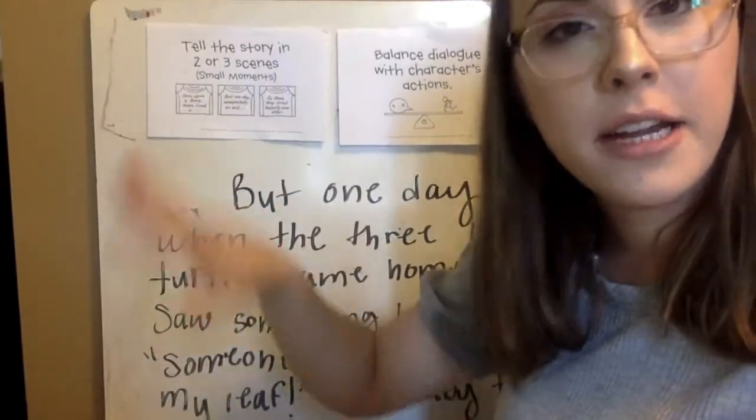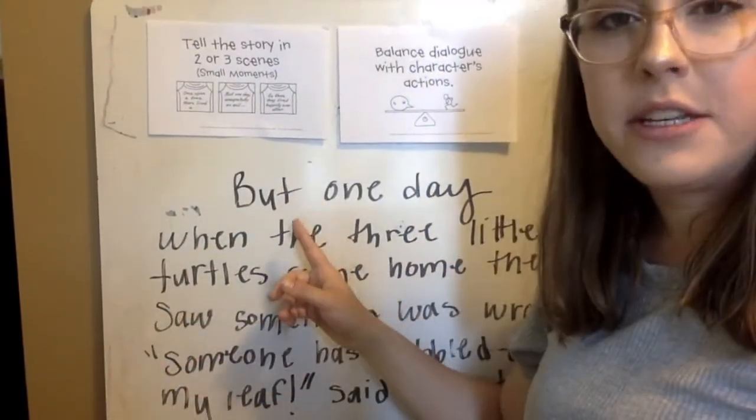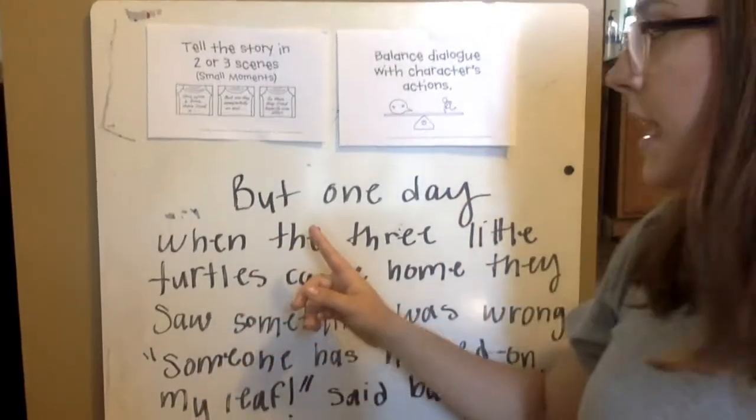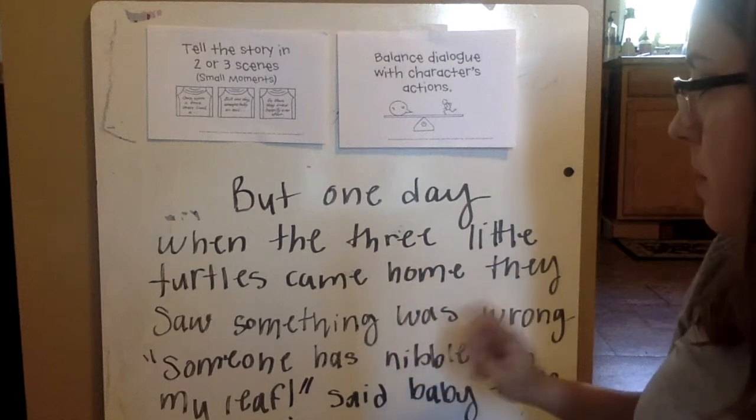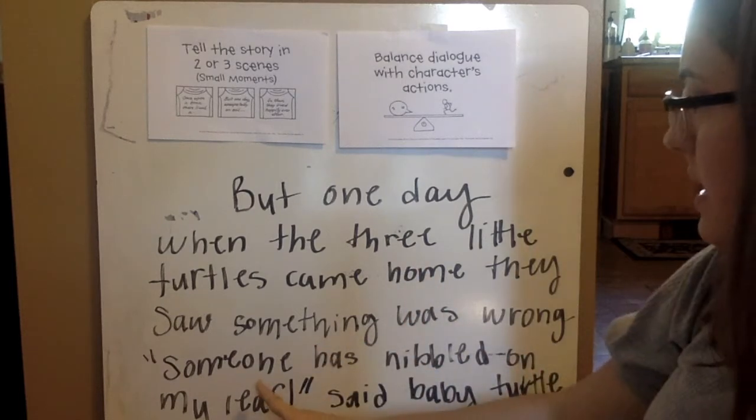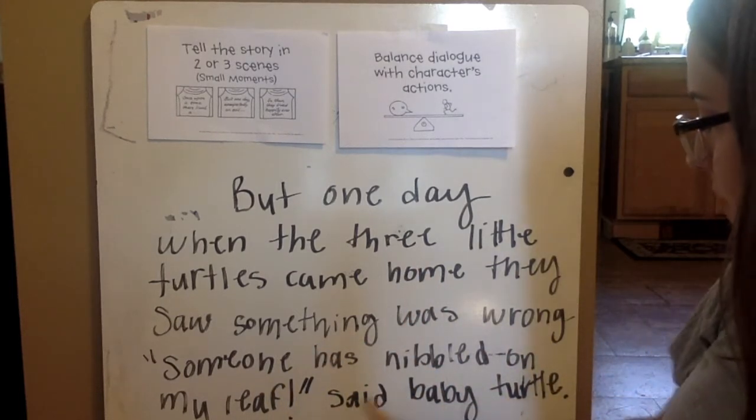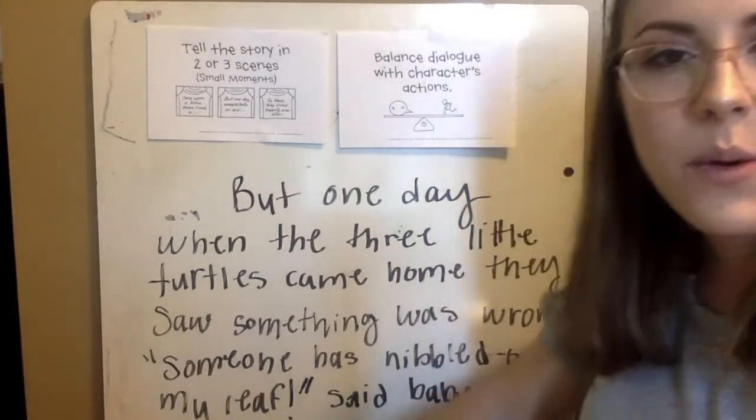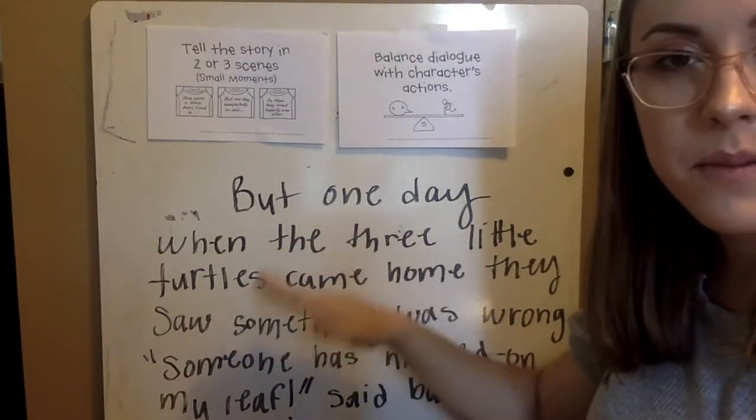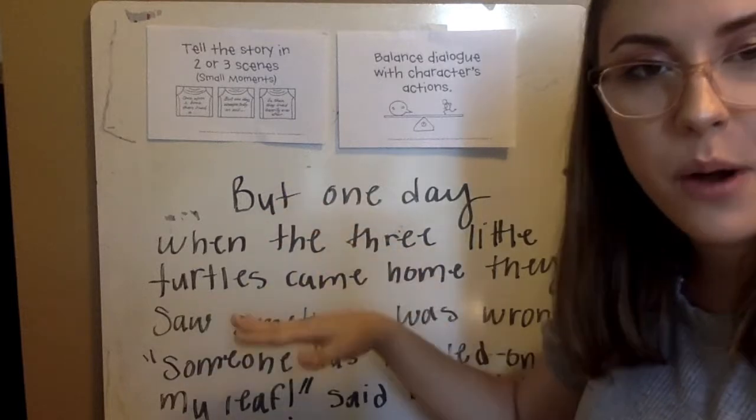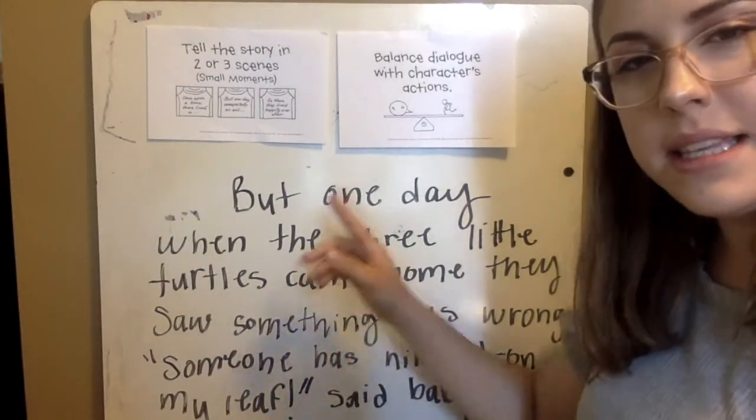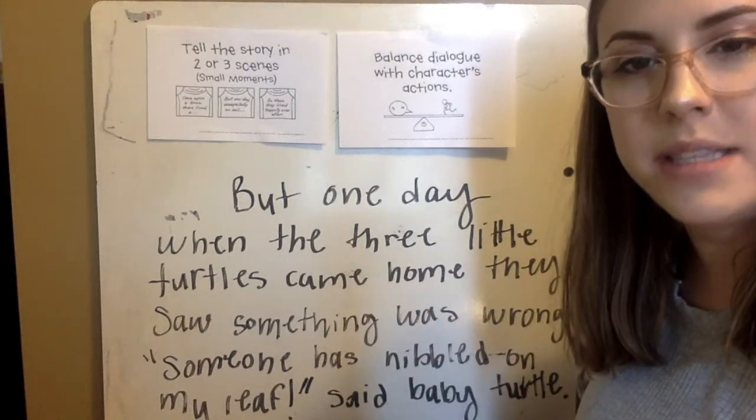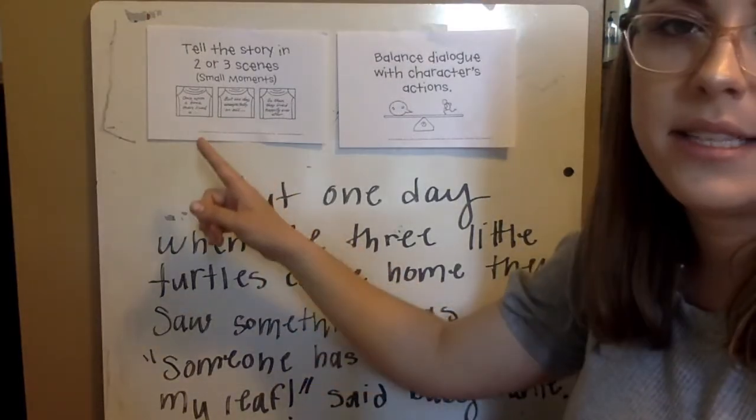So remember, I had already made my background, and so this is leading into my first scene. "But one day, when the three little turtles came home, they saw something was wrong. 'Someone has nibbled on my leaf,' said the baby turtle." So I have my information that explained what was happening, what was going on. I also added some dialogue. This is how I'm going to use small moments to tell the scenes in my story.